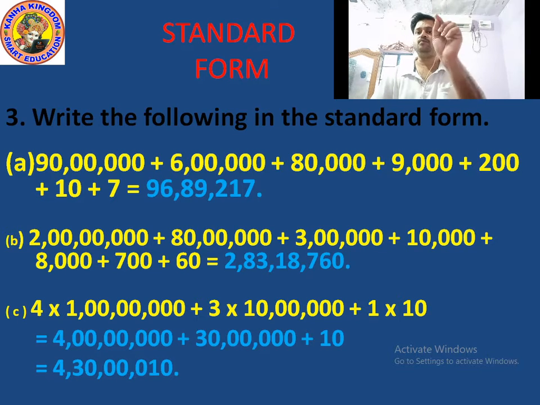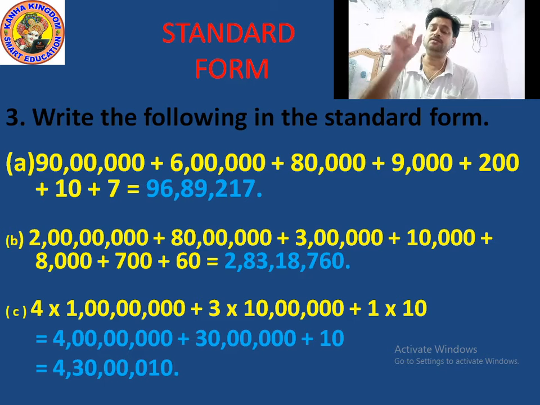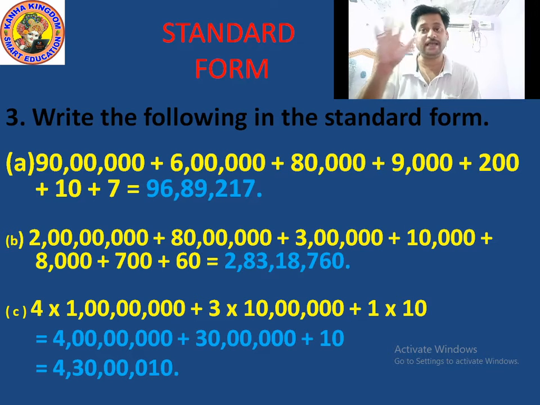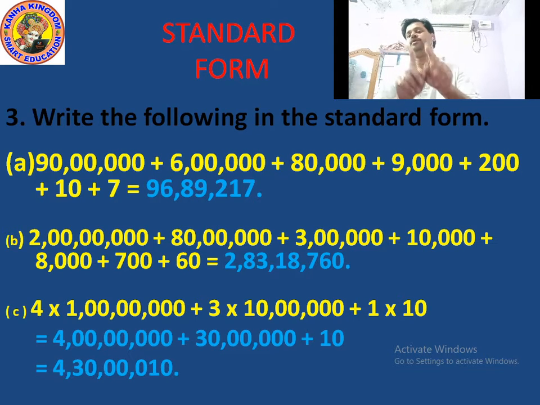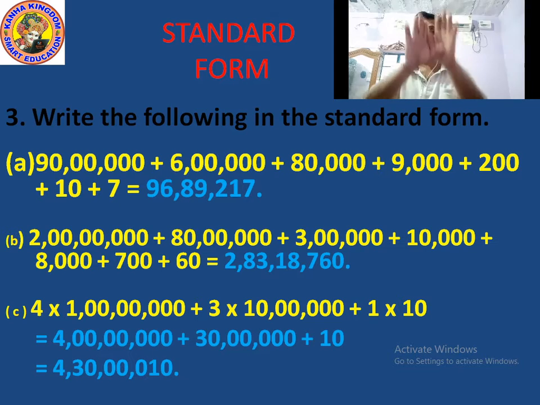Which are the digits? 1 and 0, and you all know after 2 commas how many periods? 3 periods. So the third period is which period? Lakhs period. Okay, so in lakhs period 2 place values, that is lakhs place value and 10 lakhs place value. After 2 commas how many digits? 2 digits, and what are the digits? 1 and 0 means 10 lakhs.